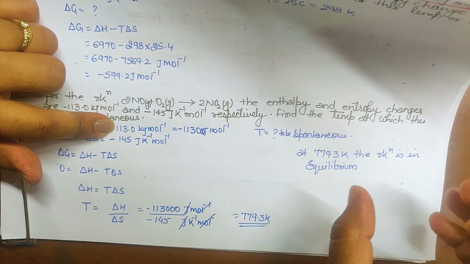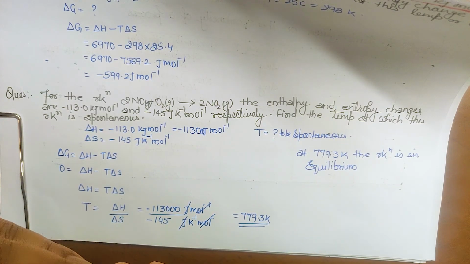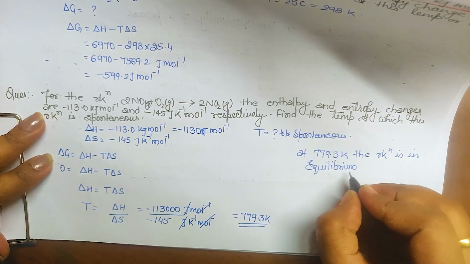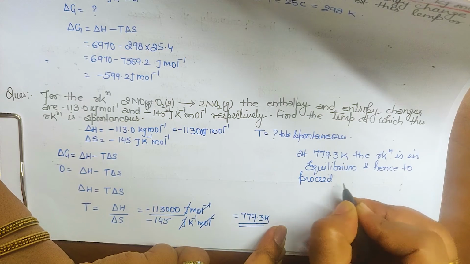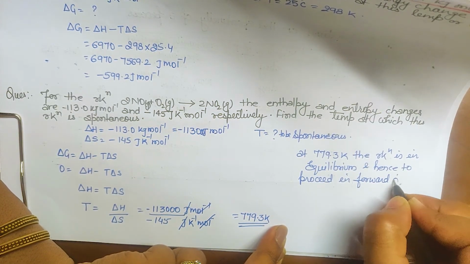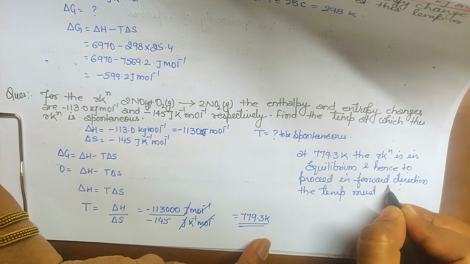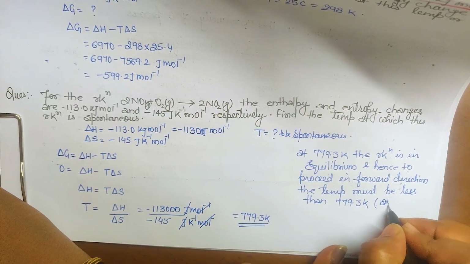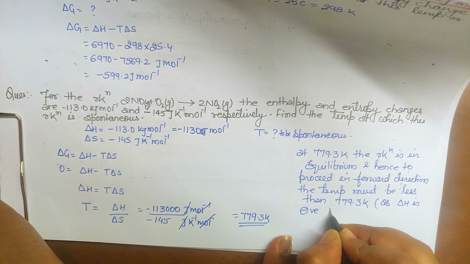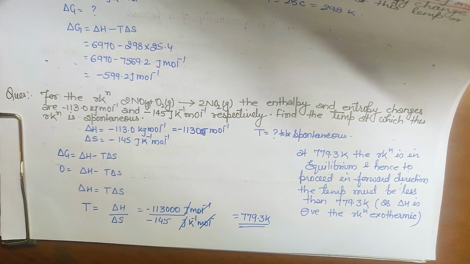But before writing all this, you have to check what the value of delta H is. It is negative, that is, this reaction is exothermic. So if it is exothermic, what do we have to do? We have to lower the temperature, because for an exothermic reaction, high temperature is not favorable. So the reaction is in equilibrium, and hence to proceed in the forward direction, the temperature must be less than 779.3 Kelvin. Why is it so? As delta H is negative, the reaction is exothermic, and for an exothermic reaction, low temperature is favorable. Got it? So this is the answer.